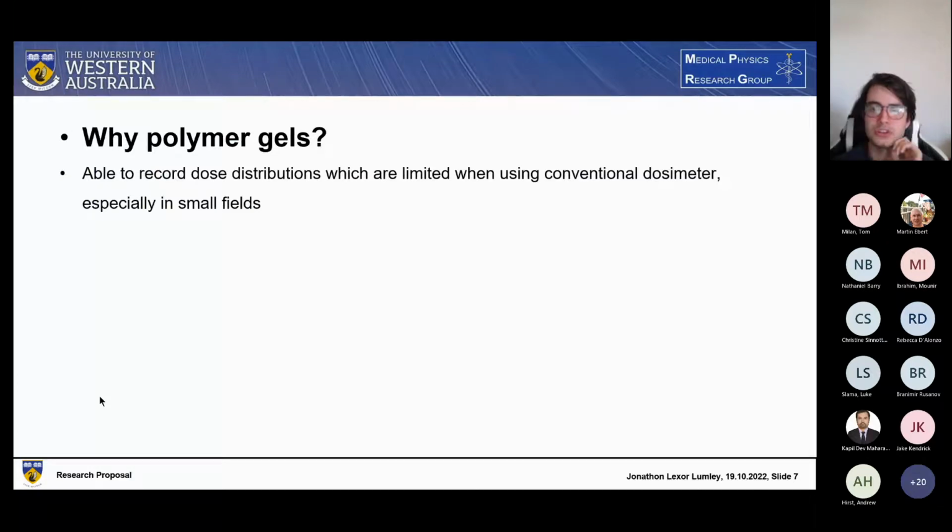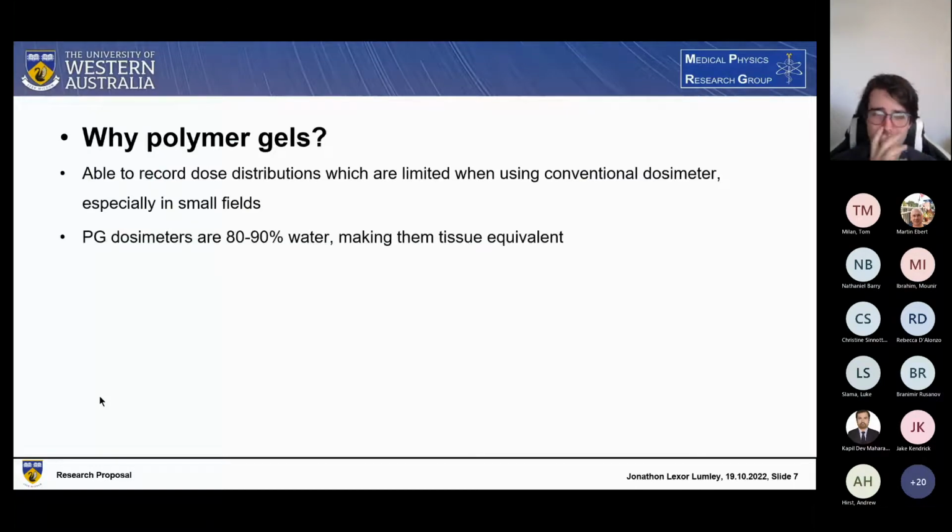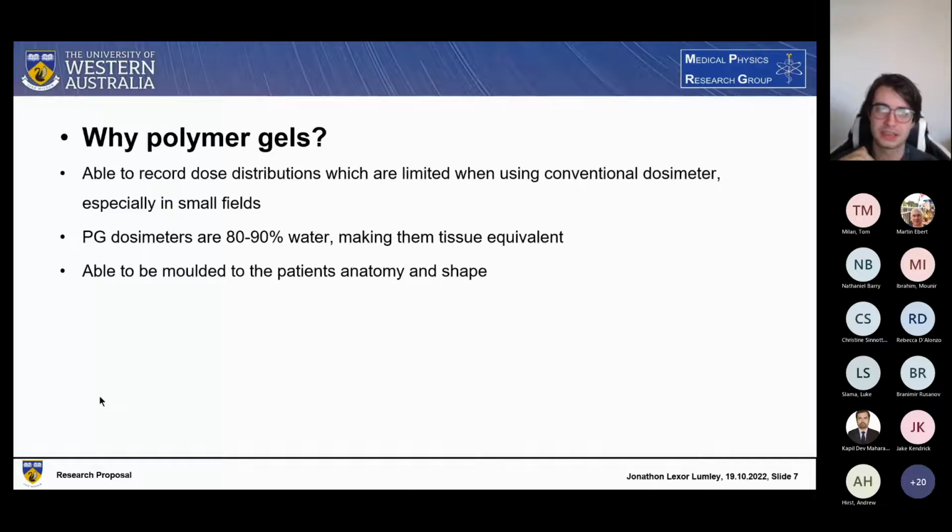Furthermore, due to the polymer dosimeters being made of approximately 80 to 90% water, they are tissue and water equivalent. This means that there is no conversion required between the material of the dosimeter and tissue. This removes any source of potential errors that could have come about during conversion. Another significant benefit that sets these dosimeters apart from other conventional dosimeters is that they can be molded and shaped into the patient's anatomy with contours and everything. This would further increase the accuracy when compared to if we pretend the patient is a piece of film.